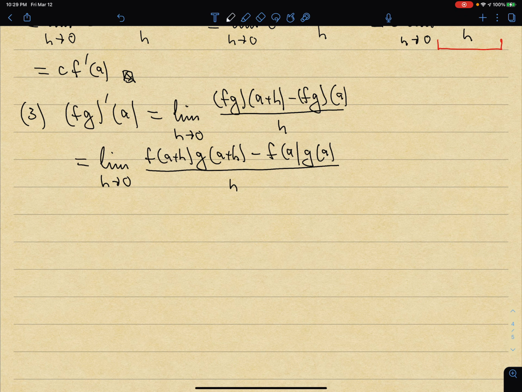So here is what I'm going to do. To find the derivative in here, I need to have not f of a times g of a, but maybe f of a times g of a plus h, because then if I factor out g of a plus h, I'll just have f of a plus h minus f of a over h left. And that's good. In this case, I cannot factor anything out because I don't have common factors between the first product and the second product.